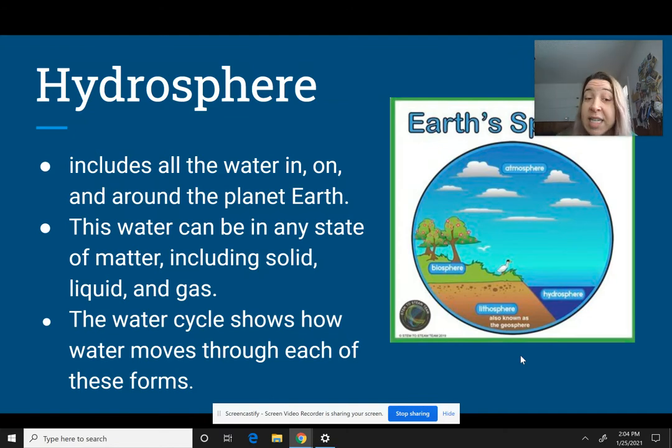It can be in any state, so that's solid, liquid, or gas. Basically, the water cycle shows how this goes. But the hydrosphere is any of the water on the planet, regardless of what form it's in. Hydrosphere. They have it in their little ocean or lake.